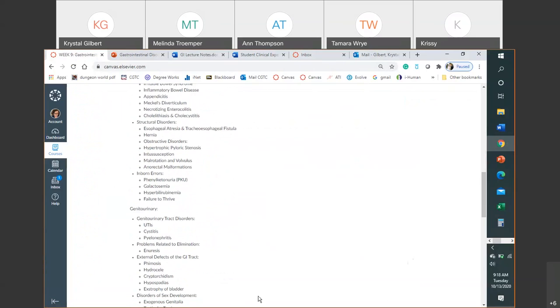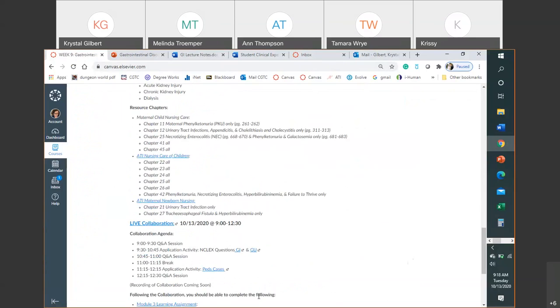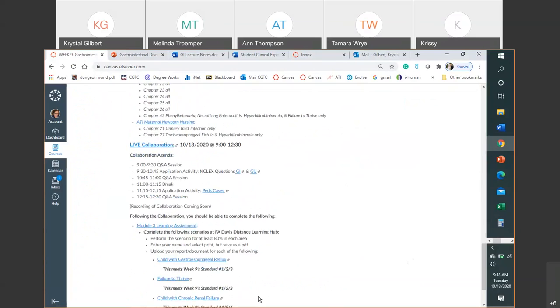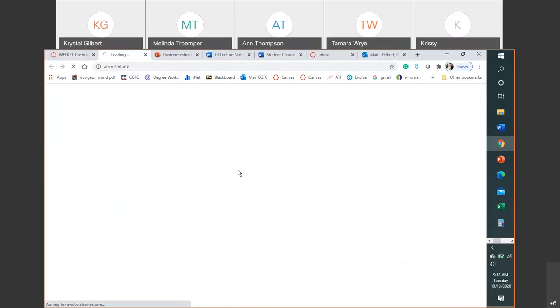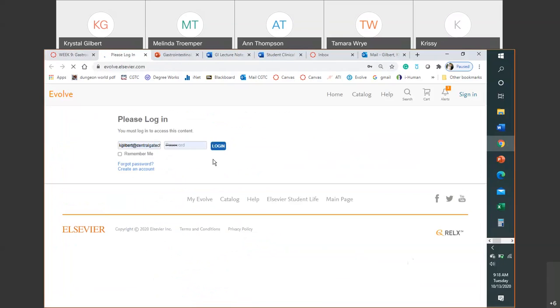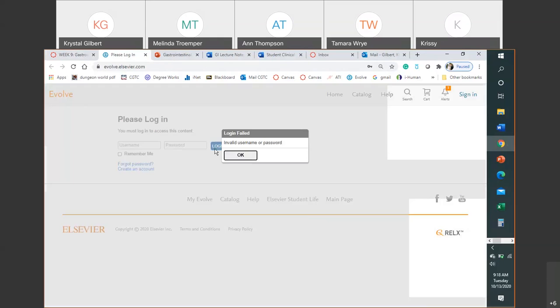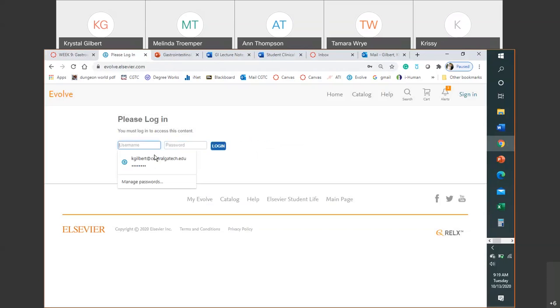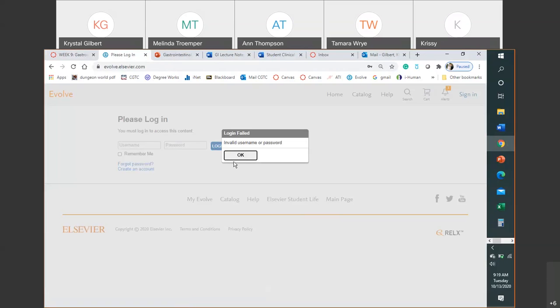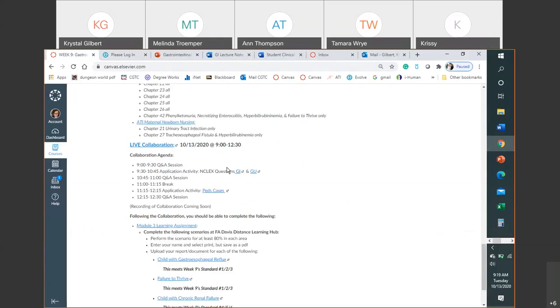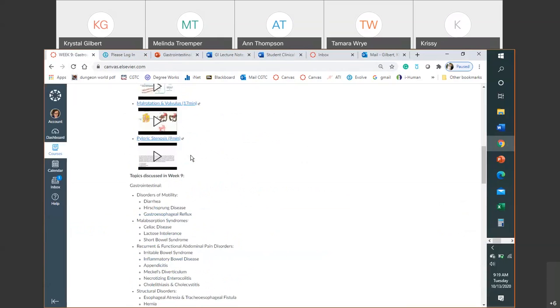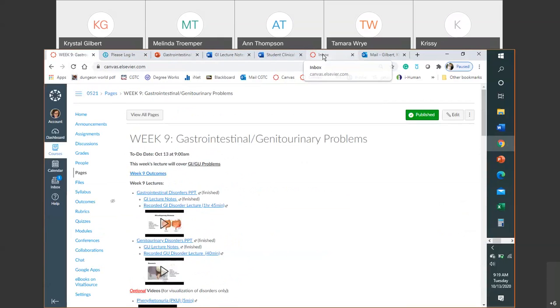And this is the outline that I use to break up the lecture notes and resources. And then here we are today. This is a link to the NCLEX questions for the chapters that are in. Maybe I can get in here, maybe not. For the textbook chapters, the GI chapter and the GU chapter, I wanted to make sure that y'all knew how to get into that, but it's not just in here.